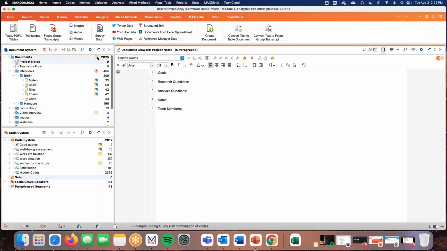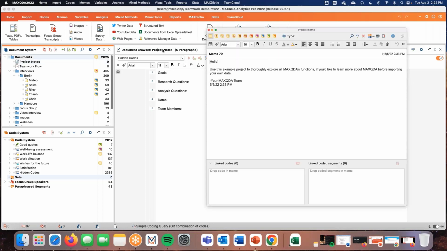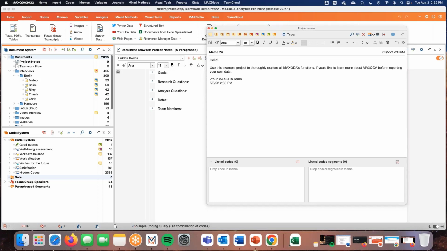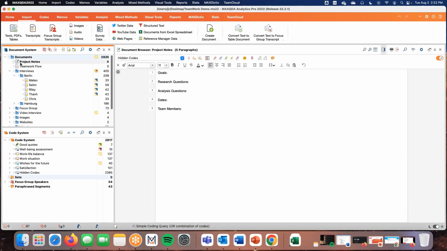Alternatively, if you wanted to keep this in your project memo, you could also do that here. Note that every MAXQDA project file only has one project memo, so this could serve a similar capability. I do feel like having a system document here sticks out a little bit more than this particular memo. Some people might miss that, but that really is a personal preference in terms of how you want to manage things. But this can be really helpful to track certain aspects of your project. And again, keeping it within the project file is really important.